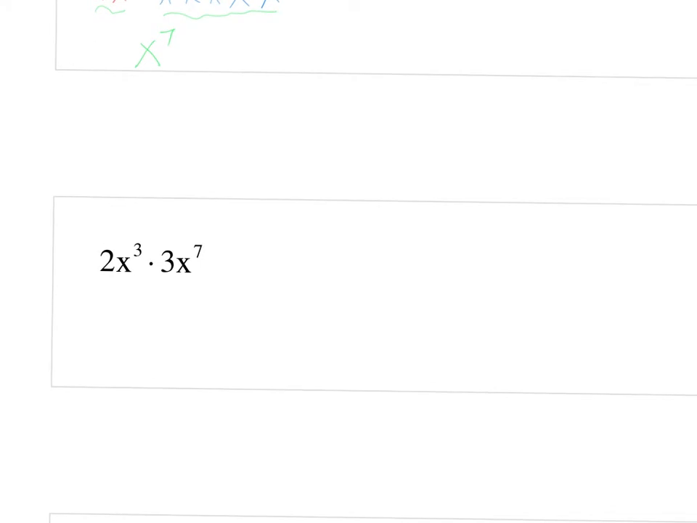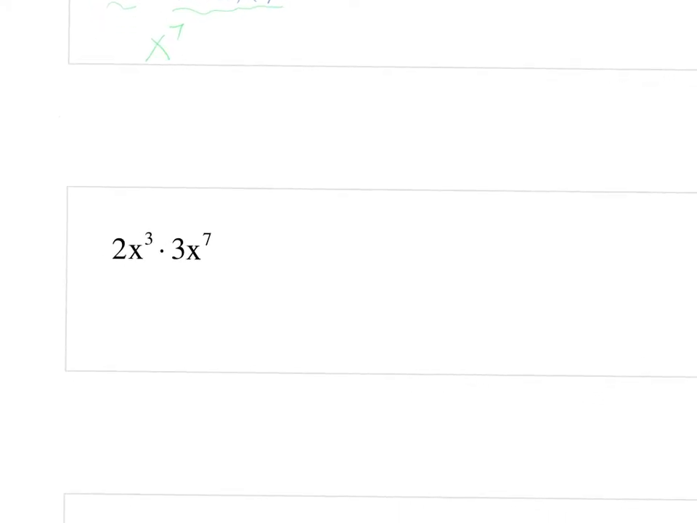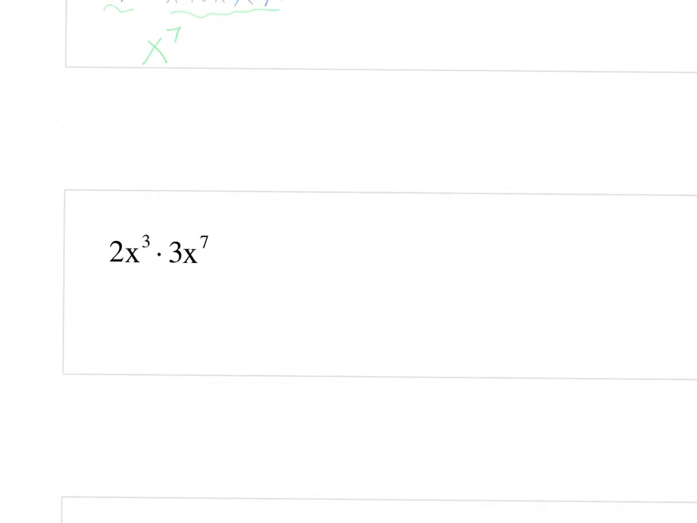If we look at something like this, we can see we now have coefficients. Remember, coefficients are the 2 and the 3. And then remember that what we're actually doing here is a multiplication problem. And so we treat those coefficients like we always do. We're just going to do multiplication. So we're taking 2 times 3, which would be 6.